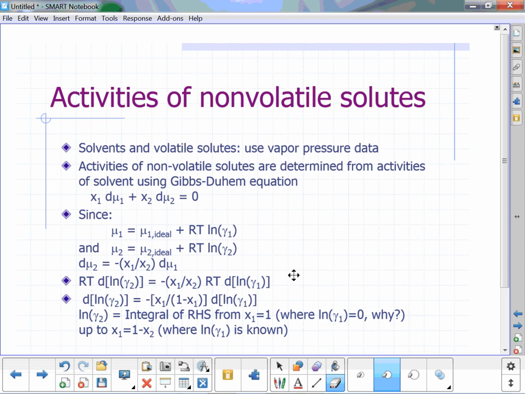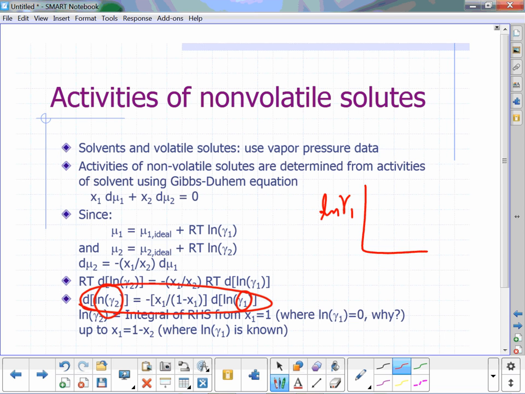So anyway, the idea here is this. This is the example I gave you. Basically, you can figure out the natural log of the activity coefficient of the solute using the Gibbs-Duhem equation. d ln gamma 2 will just be minus x1 over 1 minus x1, where x1 is the mole fraction of your solvent, d ln gamma 1. So you need to monitor ln gamma 1 versus mole fraction of component 1.